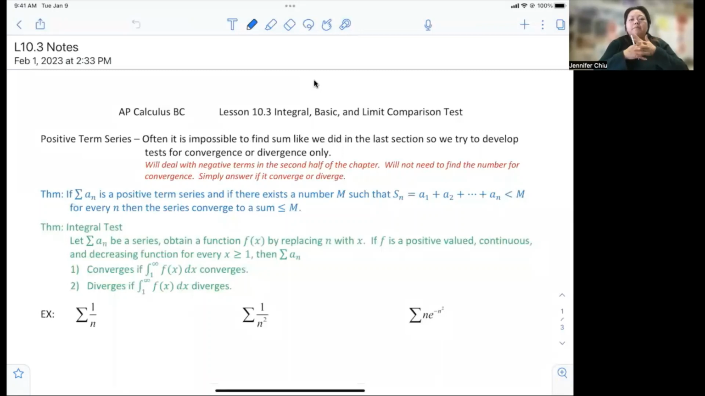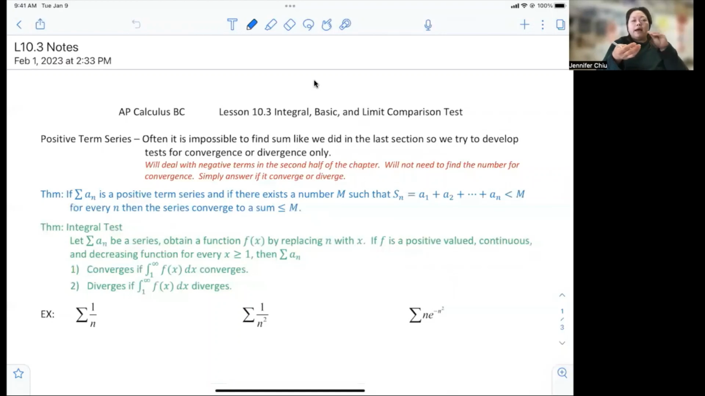Okay, we're on lesson 10.3 on a few more tests to help us check and see if our series is going to converge or diverge. So the three tests we're going to talk about today are called integral test, basic comparison test, and limit comparison test. From this point forward, we're just going to ask you a very simple question: whether or not this series is going to converge or diverge. You don't actually have to find the number that it converges to. You just need to answer whether or not it converges or diverges.